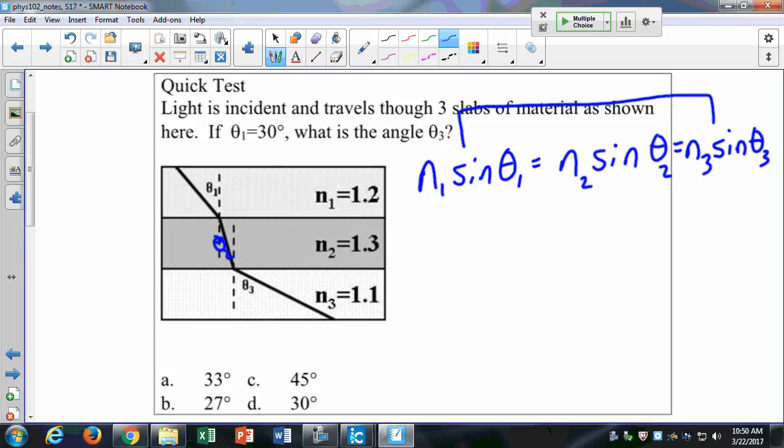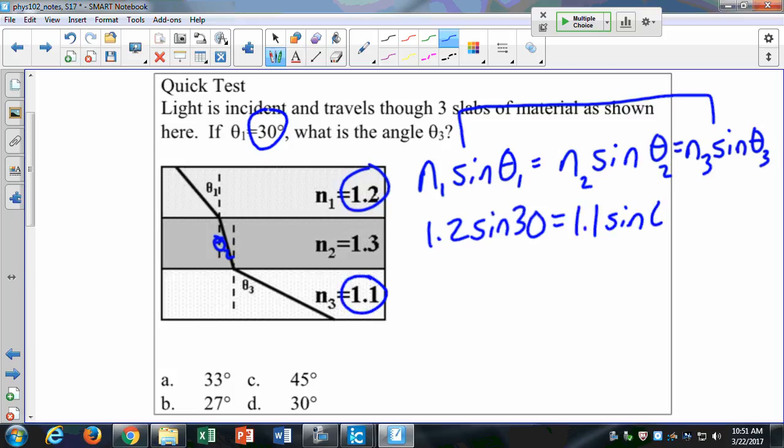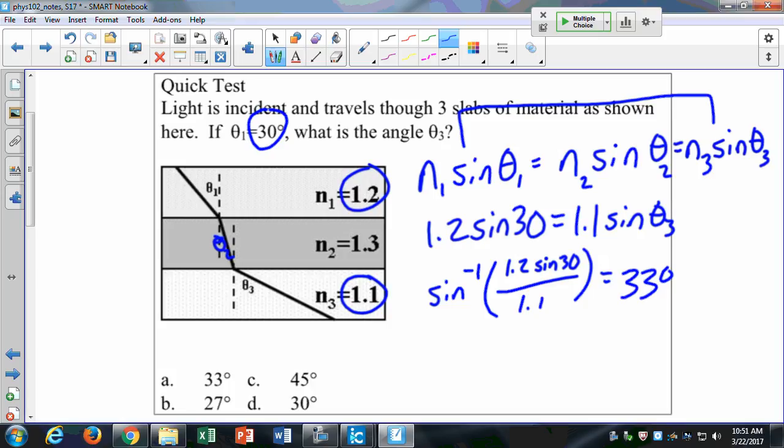And so the way we'd go about solving this is we'd say 1.2, that's n1, sine of 30, that's theta 1, is equal to 1.1, that's n3, sine of theta 3. And then we do the inverse sine of 1.2 sine 30 divided by 1.1. You would find that quantity and then do the inverse sine of it. And is that 33 degrees? I trust 81% of you. That is 33? It is. Okay, I think it is 33 degrees. And then we find that that's 33 degrees.